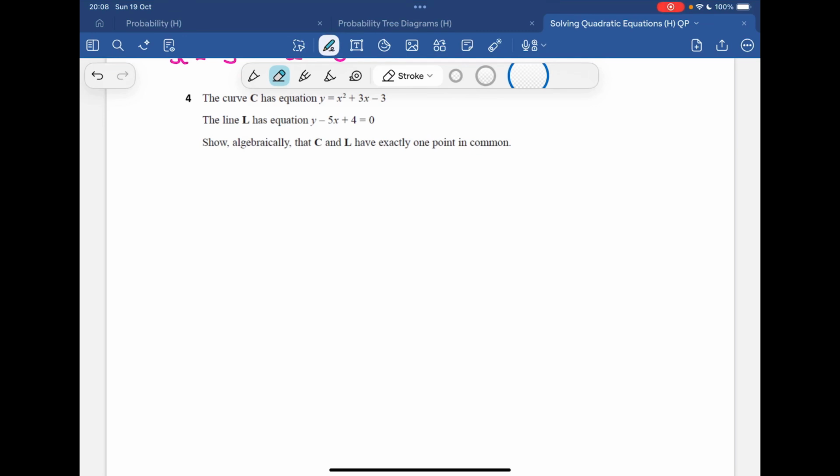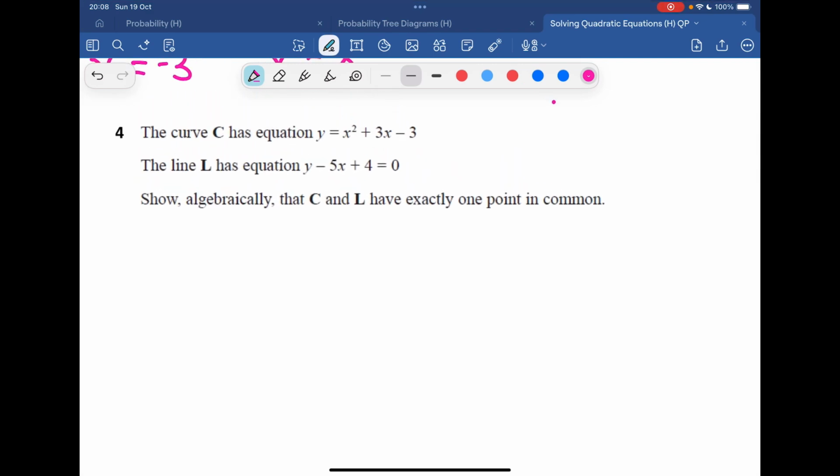So finally, we're going to move on to question 4. We've been told that the curve C has equation y equals x squared plus 3x minus 3, and that the line L has equation y minus 5x plus 4 equals 0. We're being asked to show algebraically that C and L have one point in common. So, let's figure out what we have.